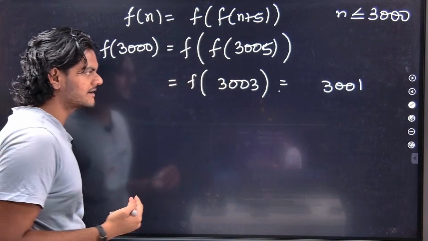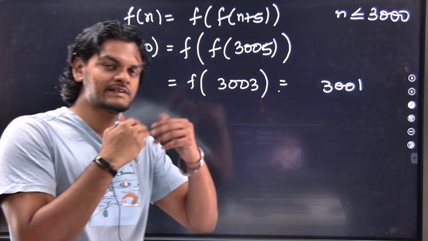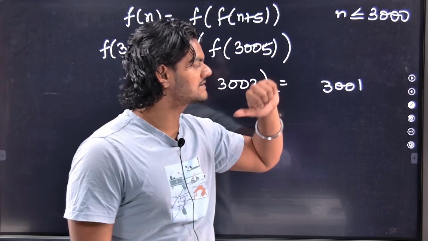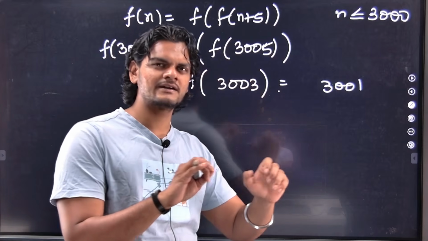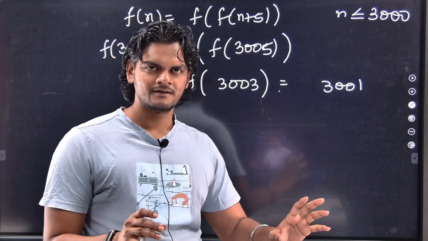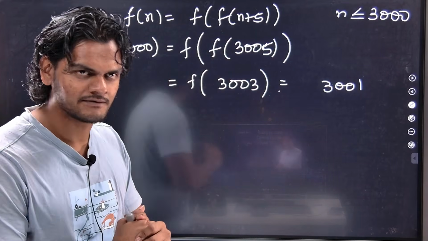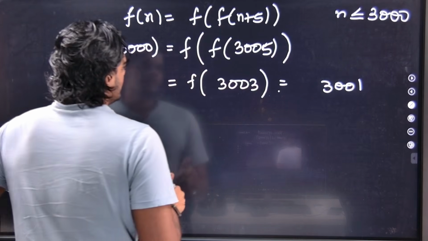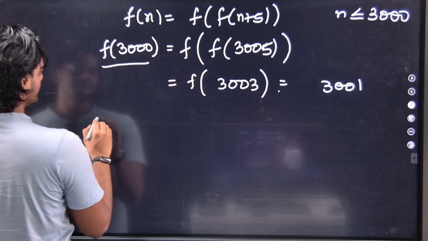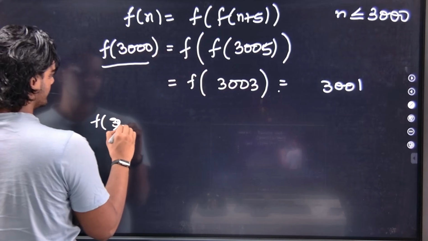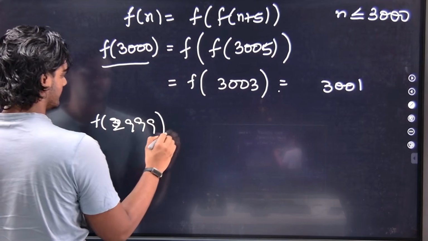I want to see whether there is a pattern when n is less than or equal to 3000. Otherwise, with that complicated question, you cannot try to generalize it. You have to try to find a pattern, right? Okay. Now that was 3000. I'll take 2999. What happens?